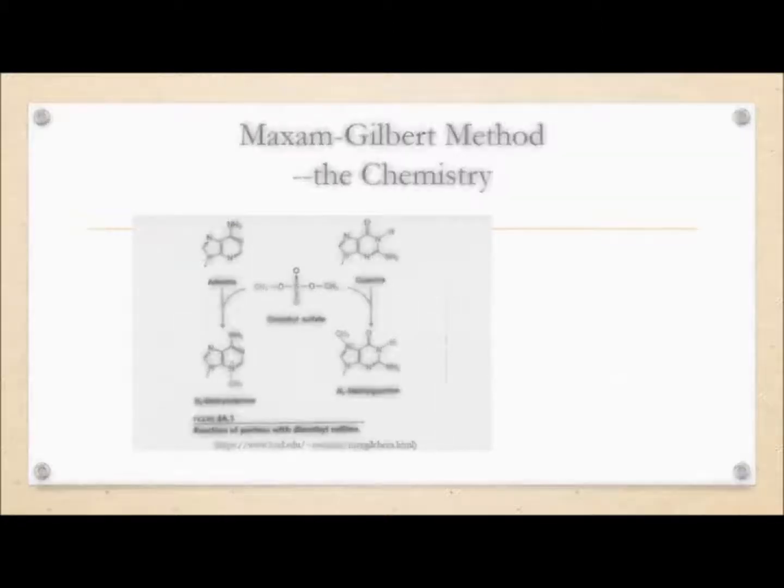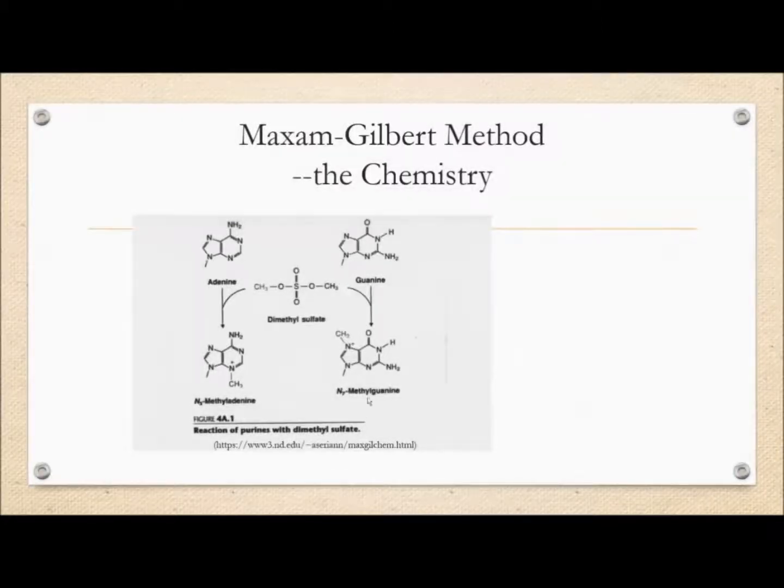The second reaction, methylation, is for guanine. Okay, and so here's what you see. This is dimethyl sulfate. Okay, sulfate group SO4, and dimethyl, 2 methyl groups, CH3 and CH3. And here you have an adenine and a guanine. Now, again, a very specific methylation occurs where in guanine, this nitrogen atom is very specifically methylated. And that's why you know that a guanine is methylated completely differently from an adenine.